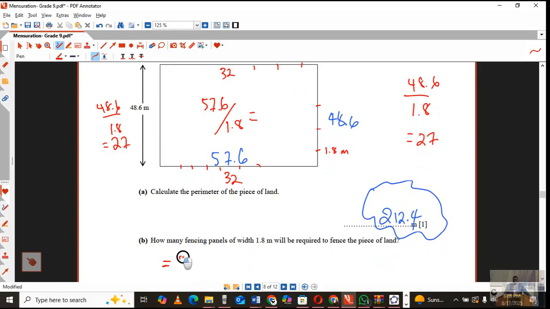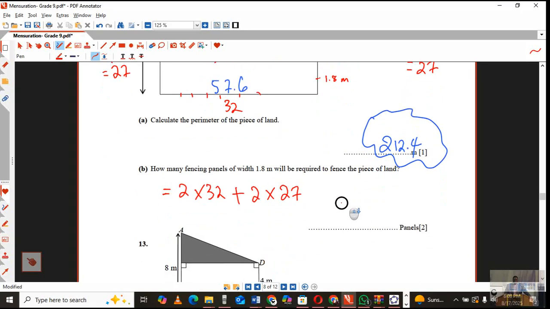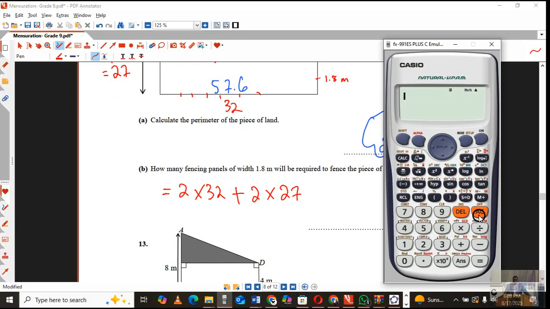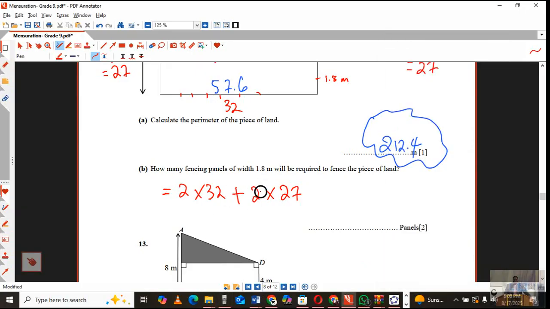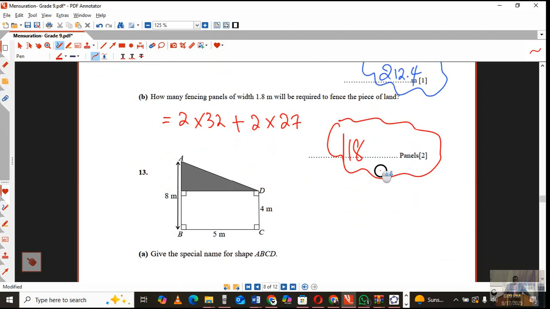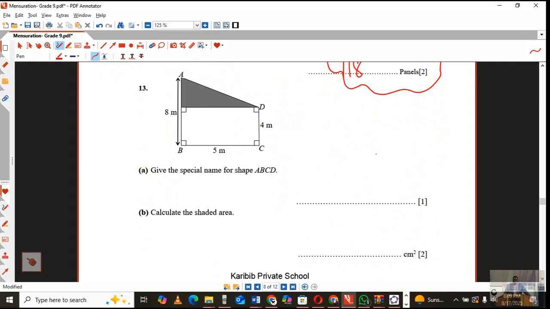Okay, I'll say 2 times 32 plus 2 times, what is it, 27. Okay, that should tell us the number of panels that will be installed there. So I can just go ahead and say, okay, 32 plus 27, that answer times 2. Good, 118 of them. So 118 panels. Okay. Right, question 13, give the special name for shape ABCD. Of course, again, it's just trapezium.